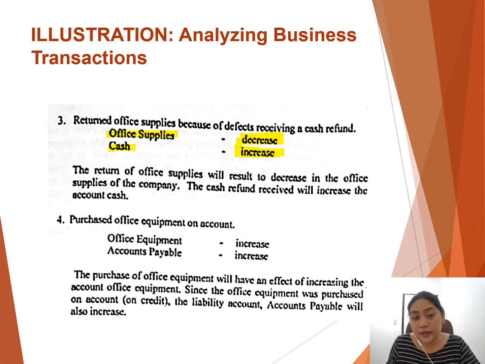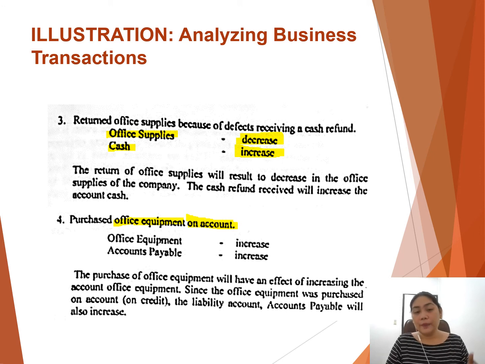Next, number 4, purchase office equipment on account. Take note, when you read or encounter on account in a transaction, it means you did not pay cash. What did you do? You bought the office equipment on credit. So, what element is affected here? You bought office equipment. What is office equipment? That is asset, right?